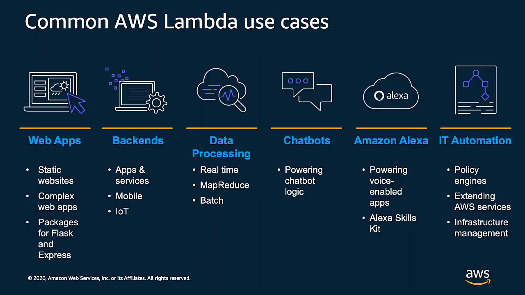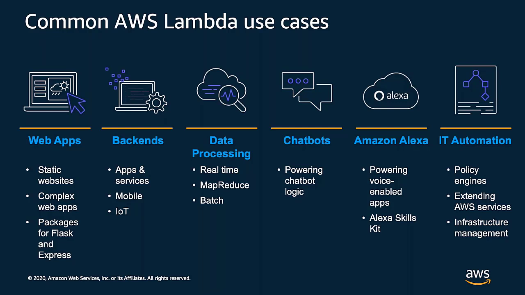In addition to web apps, there are several other common AWS Lambda use cases that we see. You can think of a static website or a complex web app, but you can also think of mobile backends, for example, or backends for traditional client applications. These can be built, again, using API Gateway connected to AWS Lambda functions. AWS Lambda is also useful for data processing, both in real-time events or MapReduce applications.